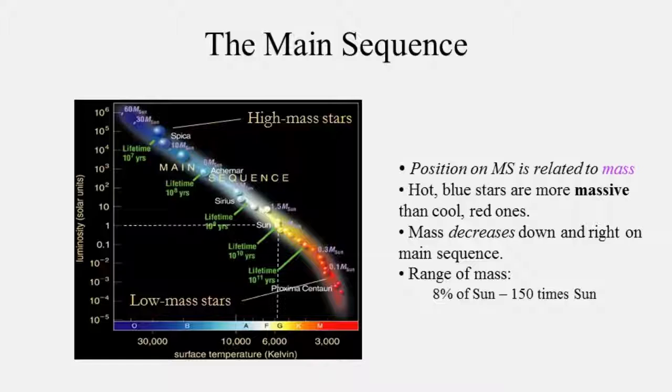What's the range of masses that we see? Well, we mentioned briefly in our previous lecture that the very smallest stars that we truly can call stars are roughly 8% of the sun's mass, whereas those that are at the high end, so to speak, are about 150 times the mass of our sun. So quite a range there of stellar masses.